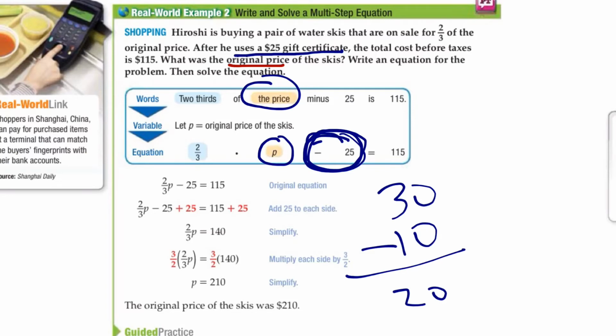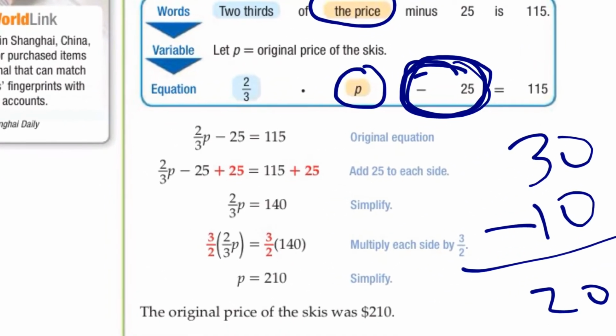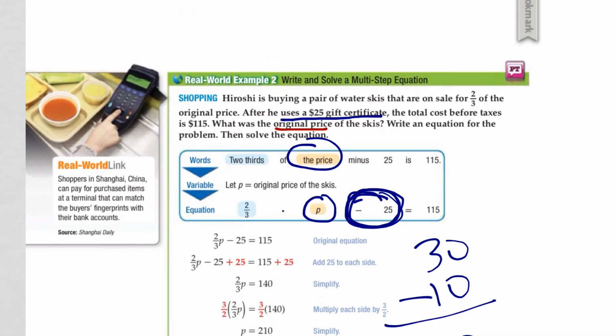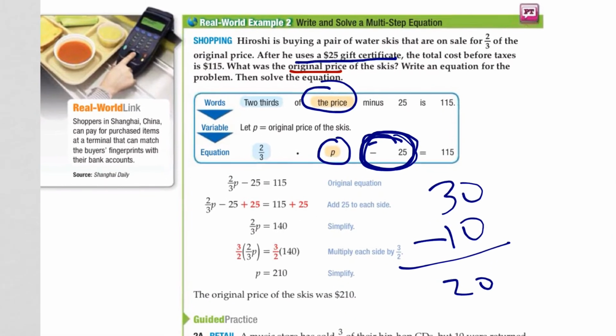So now I have an equation, and it's right here, and I have to solve it. So here we go. They put now 2/3 times P minus 25 equals 115. How do I know it's equal to 115? Well, it says right here that the total cost before taxes is 115. They said after everything for his skis, he paid $115.